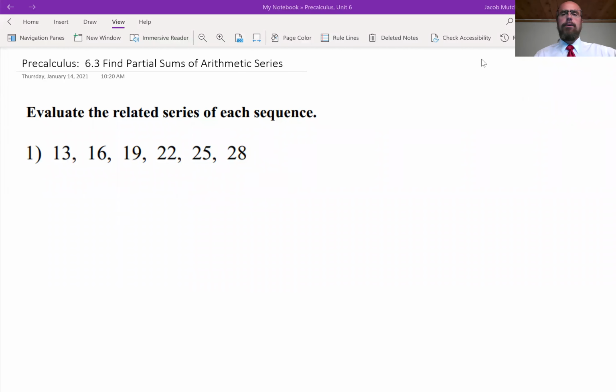Welcome to Pre-Calculus. Today we will investigate finding partial sums of arithmetic series. We'll take a look at 4 examples. Our first example is given as a sequence, and I know it's a sequence because it's numbers separated by commas. And my instructions tell me to evaluate the related series of the sequence.